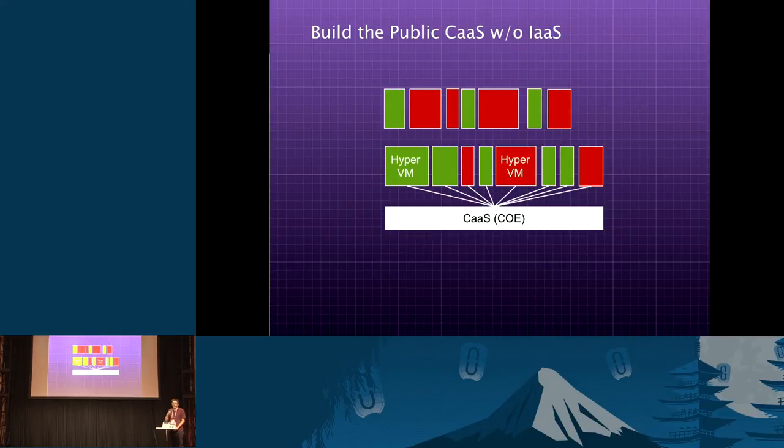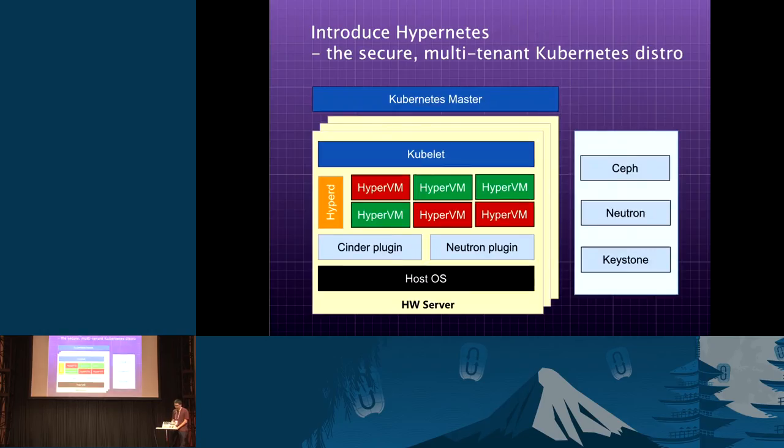The infrastructure is the application itself. There's no two layers. It's only one layer. And this is what we built, called Hypernetes. It's a secure multi-tenant Kubernetes distro. So we still use Cinder and Neutron for the storage and VPC as the SDN solution. But we don't use Linux containers. We use Hyper VM as the runtime for both isolation and the ease of integration.